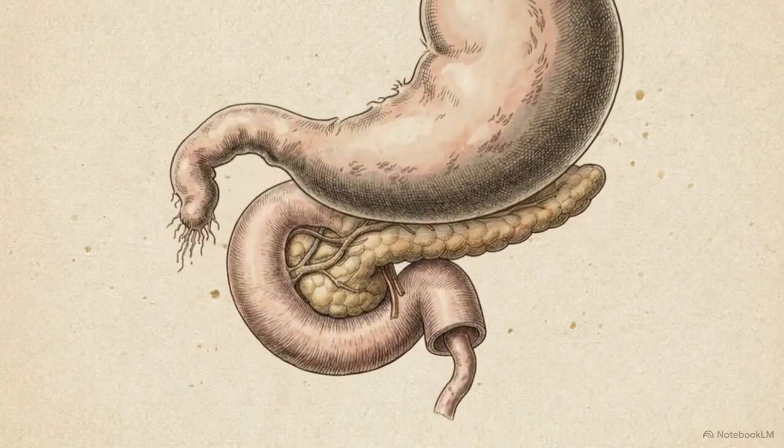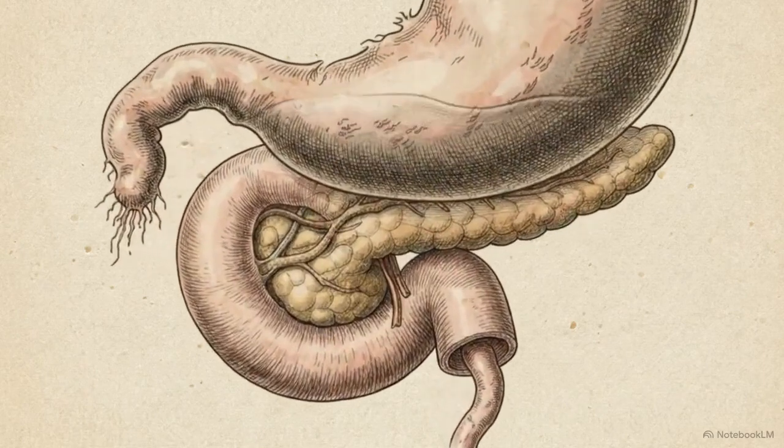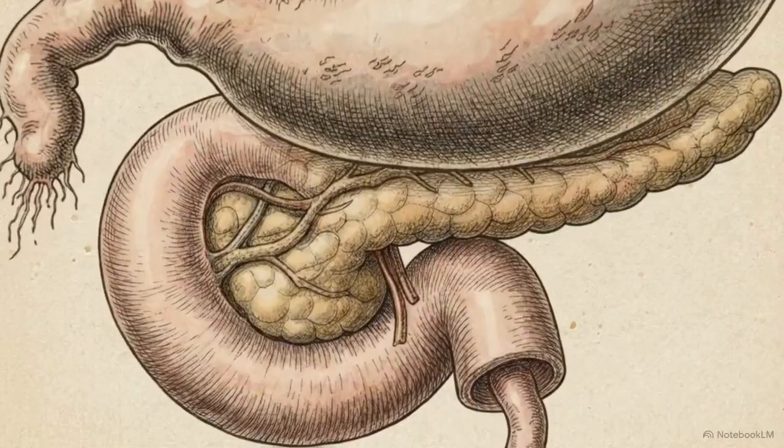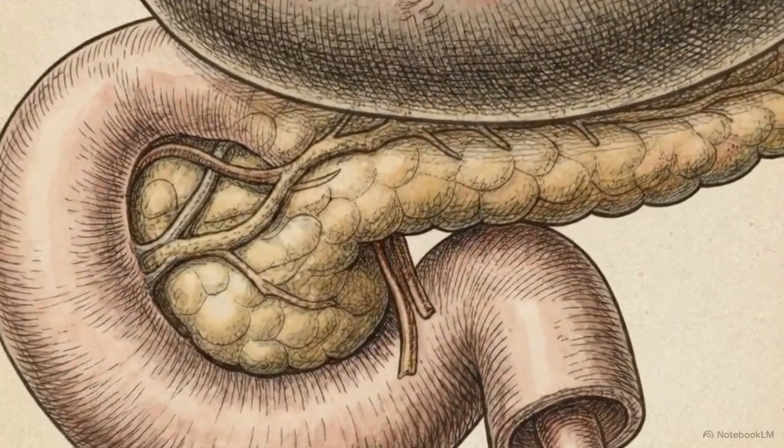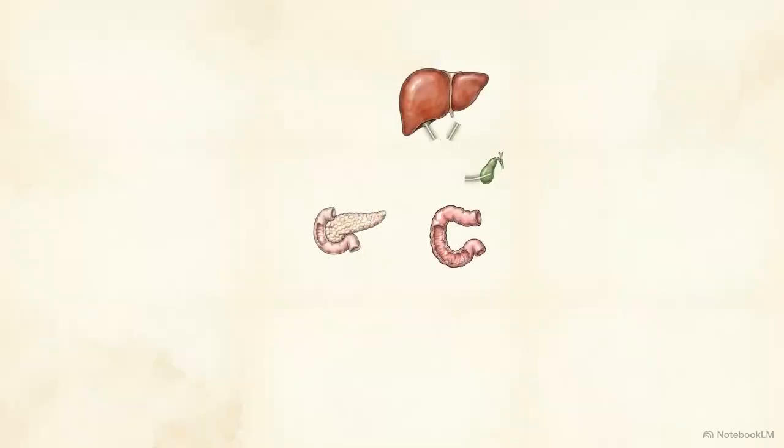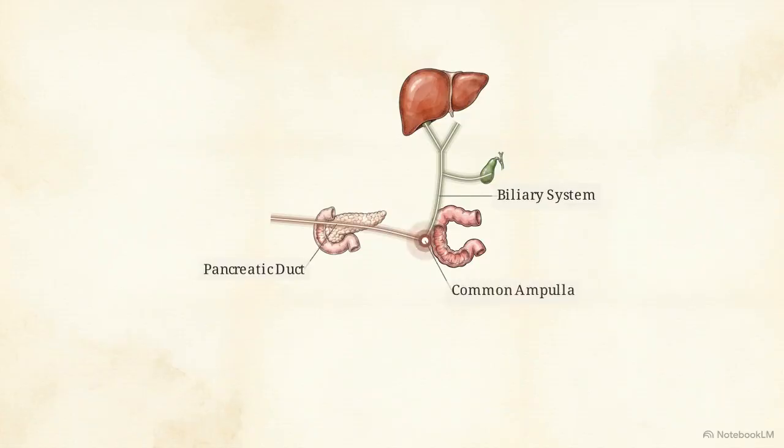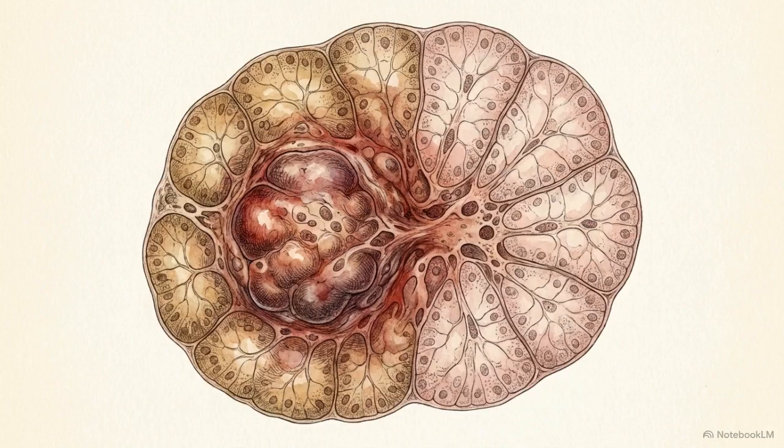Tucked deep within the retroperitoneum, lying tight against the curve of the duodenum, the pancreas is an organ that demands absolute respect. Because of its complex embryological origins and shared biliary drainage system, a localized failure within this gland rarely stays local. An issue here rapidly cascades into a systemic catastrophe.